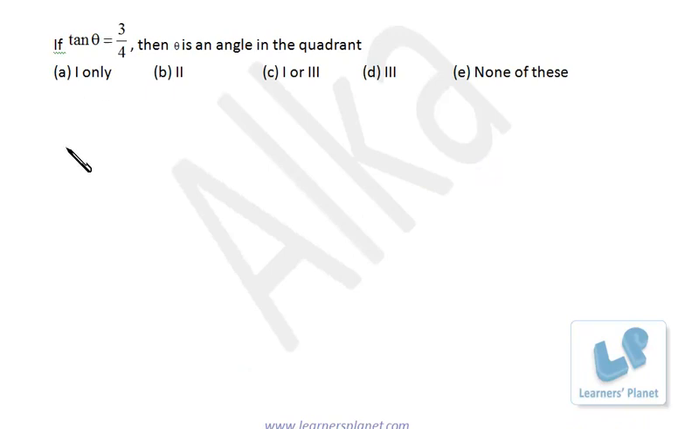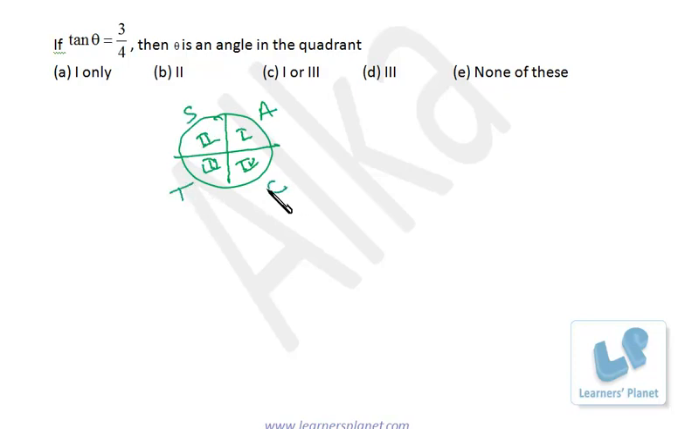Now here is a very simple question: if tan theta is 3 by 4, then theta is an angle in the which quadrant? Now tan theta is 3 by 4, that means it is a positive quantity. Last time I discussed a circle with you, with the first, second, third and fourth quadrant: all, sugar, tea, coffee, right? In the first quadrant all of the six trigonometric ratios are positive. In the third quadrant, tan and cot are positive. That means tan theta gives a positive value in the first quadrant and third quadrant, right?